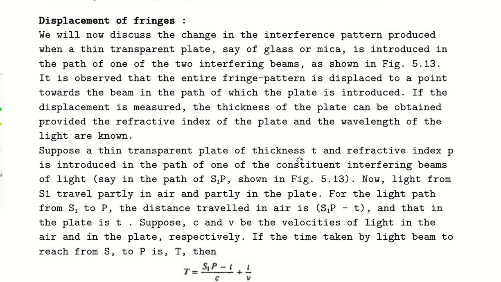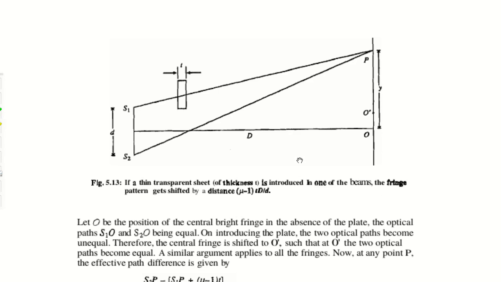Now the next topic is the displacement of fringes. Let us take this picture where S1 and S2 are the two coherent light sources giving us interference, and the slit separation is d. But when a thin sheet of glass, that is, a transparent medium of thickness t, is placed in front of one source, here in front of S1, it will shift the fringe pattern by a linear distance.